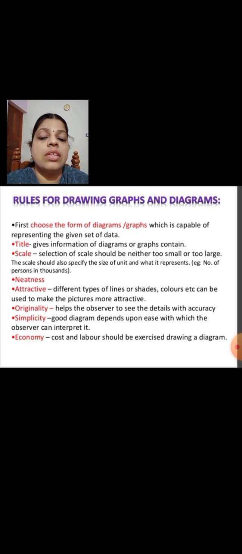Next, a scale. Scale means what? Selection of scale should be neither too small nor too large. The scale should also specify the size of the unit and what it represents. So children, the scale means what? Actually the size of the data, whether it is a large size or a small size. This is the scale through which it should be represented. And the scale specifies the size of the unit and what it represents.